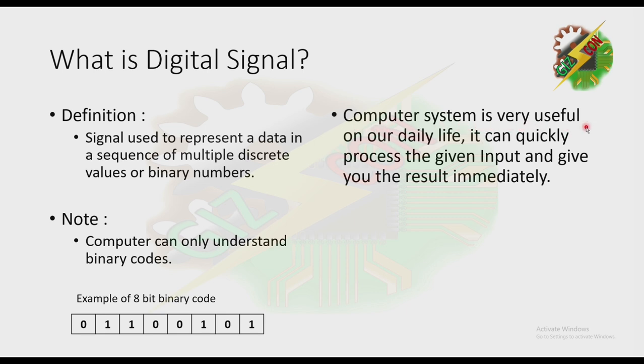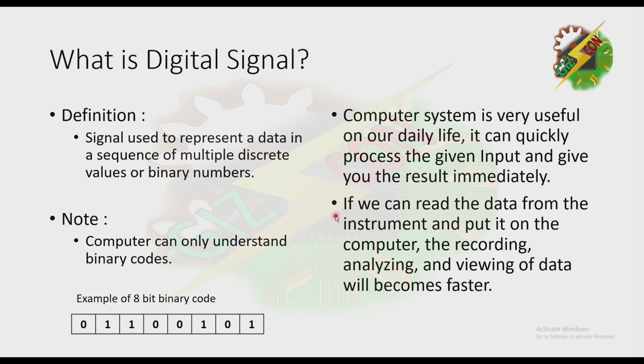Computer systems are very useful in our daily life. They can quickly process the given input and give you the result immediately. One example of this system is a calculator. When you input data, you can get the answer immediately. And if we can read the data from the instrument and put it on the computer, the recording, analyzing, and viewing of data will become faster.